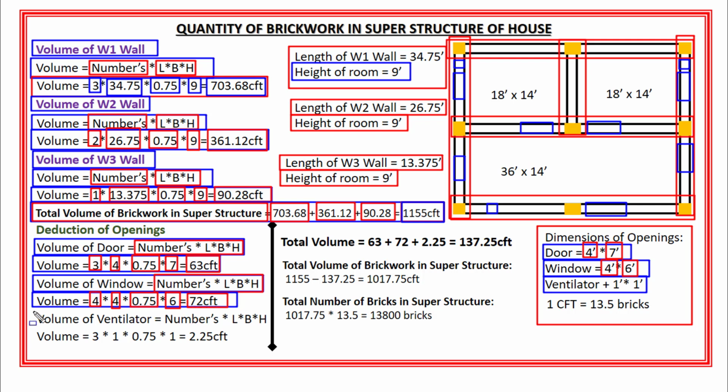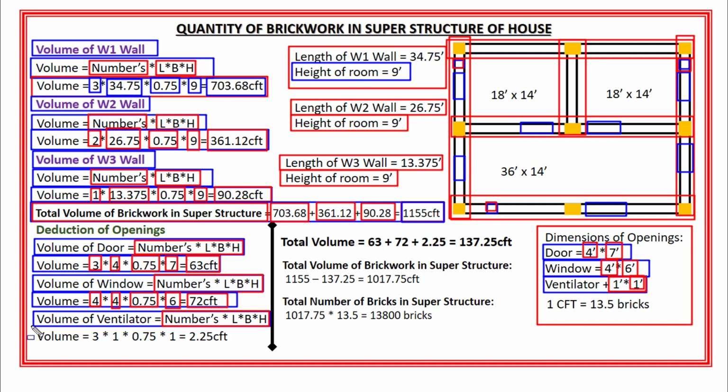Next is the volume of ventilators. So the volume of ventilator is equal to number into length into width into height. Here in this house I have got 3 number of ventilators. The length of ventilator is 1 feet. Width of ventilator will be same as the width of the wall, which is 0.75 feet. And the height of ventilator is also 1 feet.